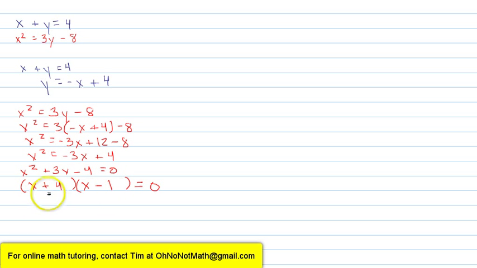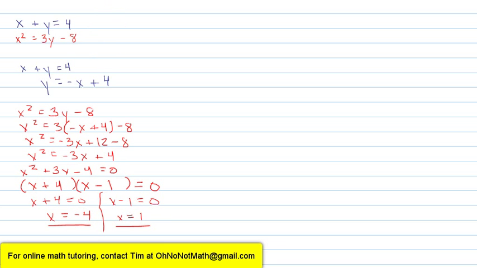Okay, so now I set each of these factors equal to 0. So I have x plus 4 equals 0, and I have x minus 1 equals 0. Solve this for x, I get x equals negative 4 here. Solve this for x, I get x equals 1. So my two x values are negative 4 and 1.